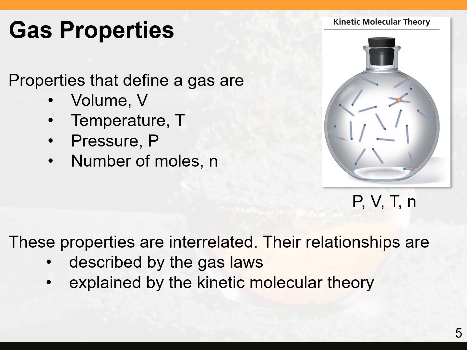The properties that define the state of a gas are volume, temperature, pressure, and the amount measured in the number of moles. These properties are interrelated, meaning that changing one property will affect the others. These relationships are described by the gas laws and explained by the kinetic molecular theory.